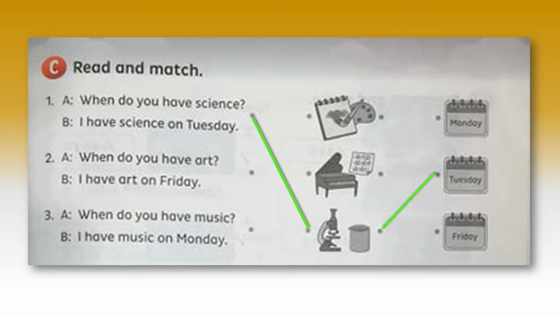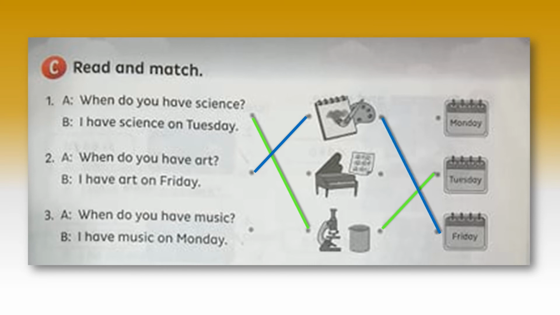There it is. Number 2, when do you have art? Well, what do we do in art? What's the action? Paint pictures. Where's paint pictures? Can you see a picture? Some paint, maybe a paintbrush? Yeah, I mean, that's easy, isn't it? I have art on Friday. Okay, draw a line from art pictures to Friday.